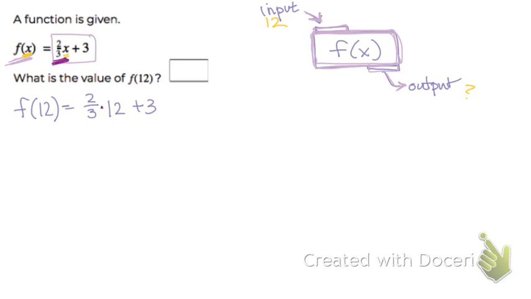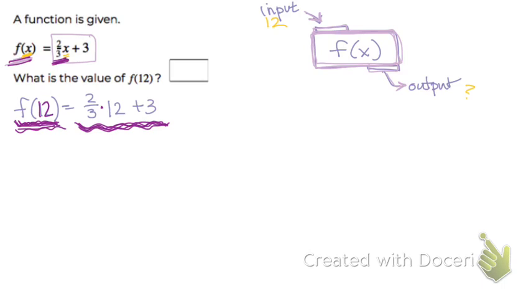Now when I read this, there's no arithmetic, no calculation I'm going to do here. This is not saying f times 12. Remember, this is the function notation. This is saying when you have a function and you put 12 into that function, this is what the answer is. So this is where we're focusing. We want to see what the answer is, what our output is.